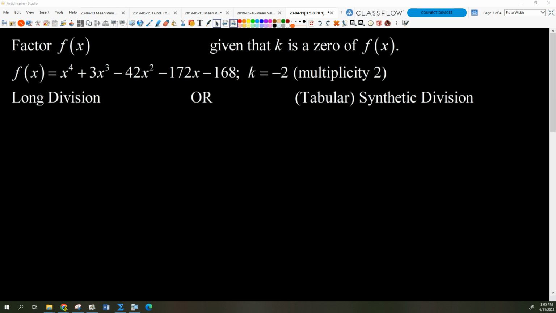Given that k is a 0, well, they're telling us k is -2. So -2 is a factor of f of x. What does that mean? The multiplicity is 2. What's that mean? Power of 2. Okay, so that factor shows up twice, right? I get x plus 2 times x plus 2 times something else as my original polynomial, right? Okay, so one way we could set this up, let's do this with long division.